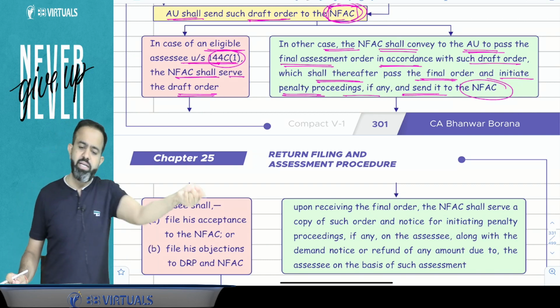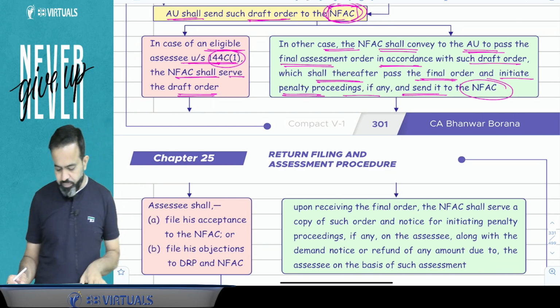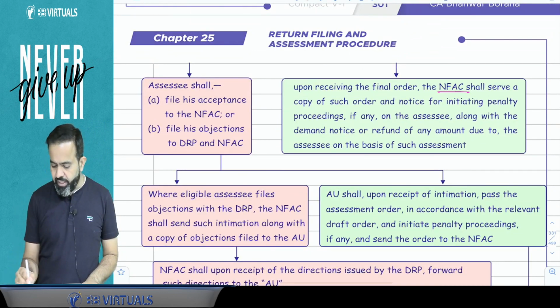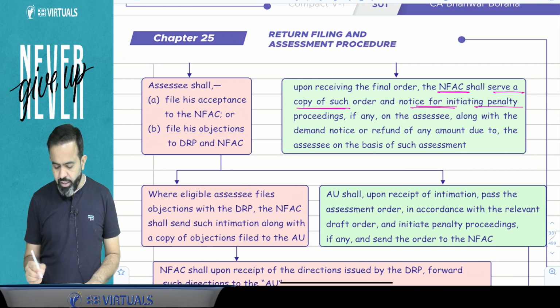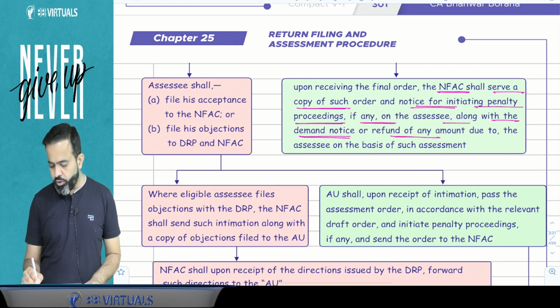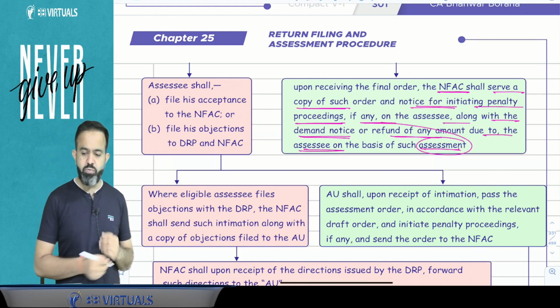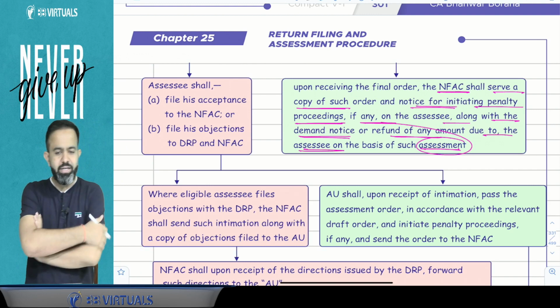Now NFAC will serve that order to the assessee. Upon receiving the final order, NFAC shall serve a copy of such order and notice for initiating penalty proceeding, if any, on the assessee, along with the demand notice or refund of any amount due to the assessee on the basis of such assessment. So here, guys, the final order will be delivered to the assessee.